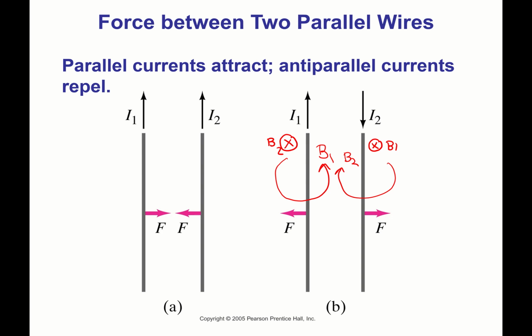All right, so if you put your fingers in the direction of I1, so point your fingers going up towards the top of the screen, put your palm so that it's going into the screen in the direction of B2, you'll find that your thumb points in this direction. So wire 1 gets pushed away from wire 2. Okay, how about wire 2? Now you can put your fingers going towards the bottom of the screen, because that's the direction of I2, with your palm pointing into the screen, which is the direction of B1, and you find that the force on wire 2 due to wire 1 is away. Okay, so parallel currents attract, anti-parallel currents repel.